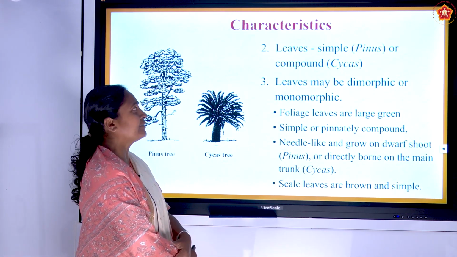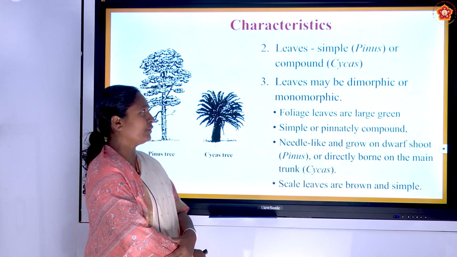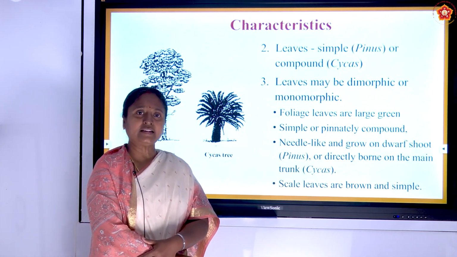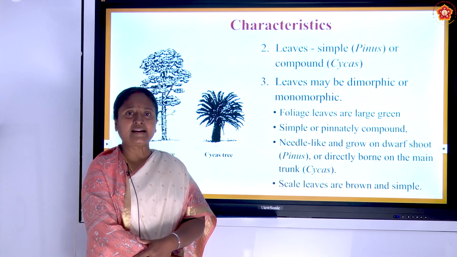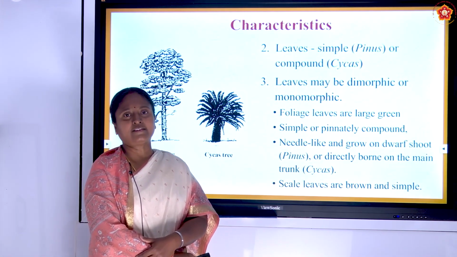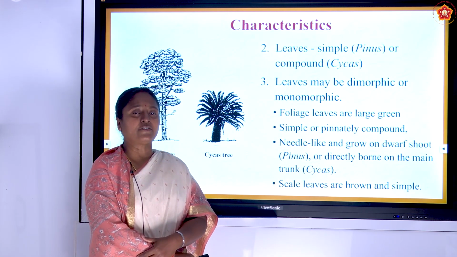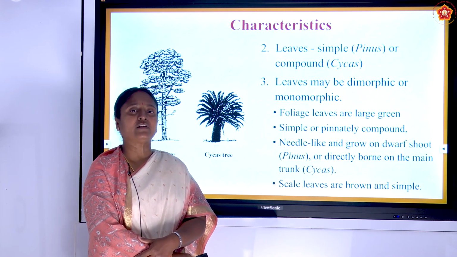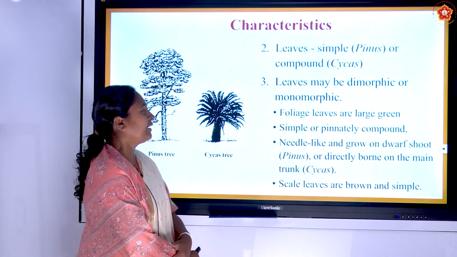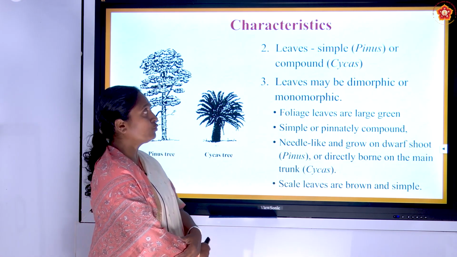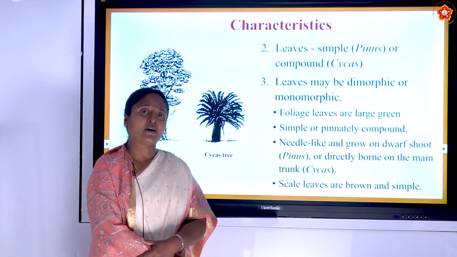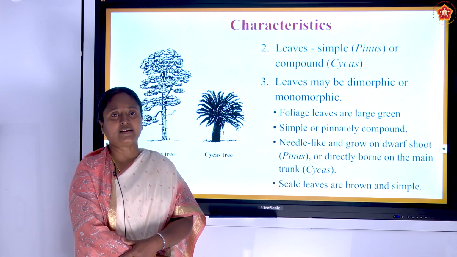The leaves may be a simple leaf or a compound leaf. As in the case of pinus, we have seen in the previous slide, they are needle-like structures which are just attached to the stem part of the plant, right? And in the case of cycas, we can see that the leaves are compound leaves. And the leaves also belong to two different categories. They may be dimorphic leaves or monomorphic leaves.